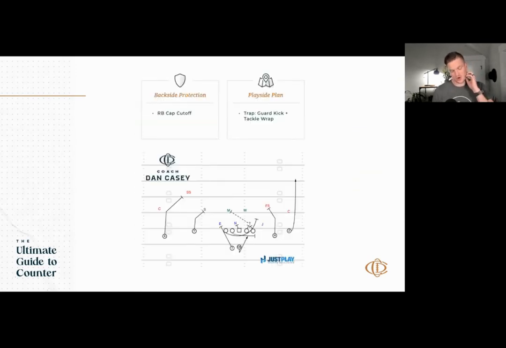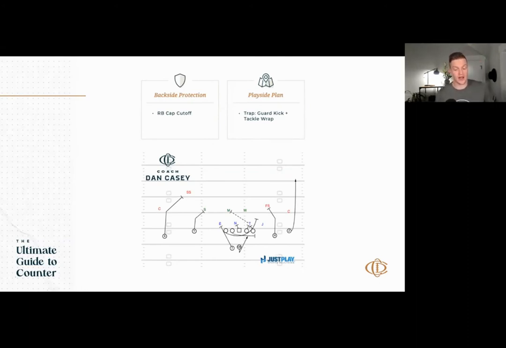So again, just to give you the draw up here: capping the backside C gap, working the double to the backside linebacker, kicking out the backside end, and then we're wrapping up and ISOing on the play side linebacker. Again, I think it's really important to get this backside cut off, because if not, he's going to be able to track it down and make the play from behind.